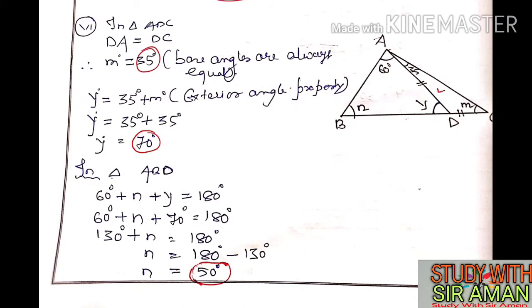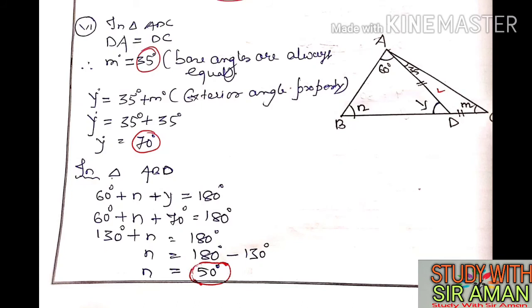Which one is base angle? 35 and M. 35 and M. Check. Okay, base angles. So M is also equal to 35. In the bracket I have written base angles are always equal. Clear? Now angle Y is not in the figure, so angle Y I have written by myself to make you understand. Check what is the relation.